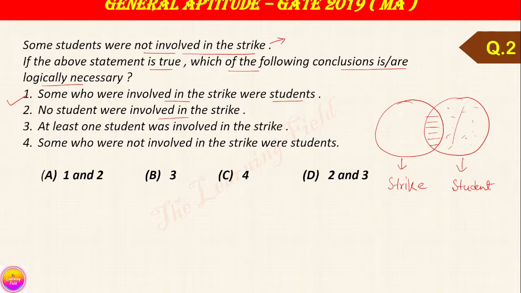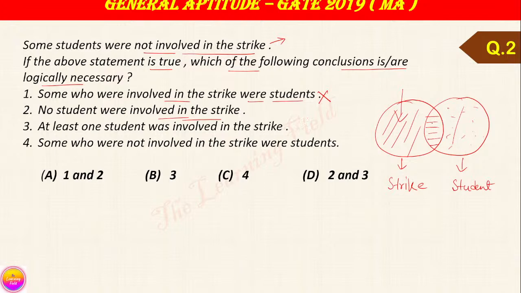If we see in general, some who are in the strike were students, but they may not be students. This is the strike portion, and this portion contains the persons who are not students. So this is not necessarily true, and this option we can discard. Now the next one says that no students were involved in the strike.